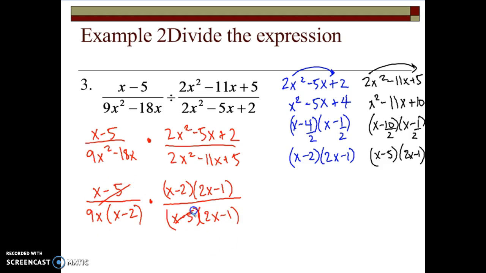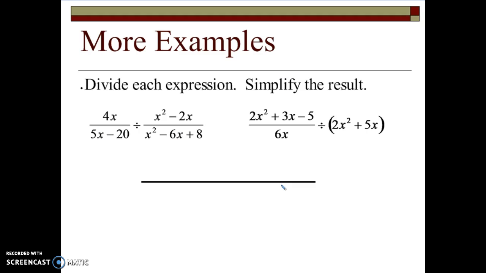Alright, my x minus 5's cancel, my x minus 2's cancel, 2x minus 1's cancel, and that leaves me with nothing on top, so that's a 1, and then on the bottom just 9x. So we get 1 over 9x. And then a couple more examples for division.